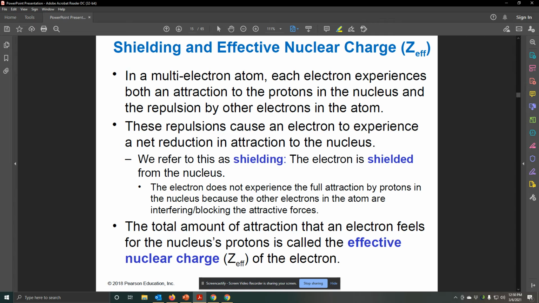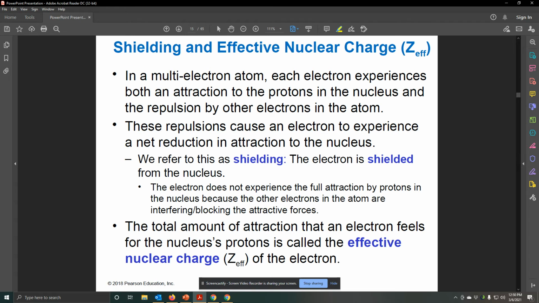So let's say the 2p subshell. The 2p subshell has 6 electrons floating around. Those 6 electrons are attracted to the nucleus because opposites attract, but they're also repelling each other, right? The repulsions cause an electron to experience a net reduction in attraction to the nucleus. So the more repulsion they have, the less they are attracted to the nucleus. That is called shielding. The electron is shielded from the nucleus.